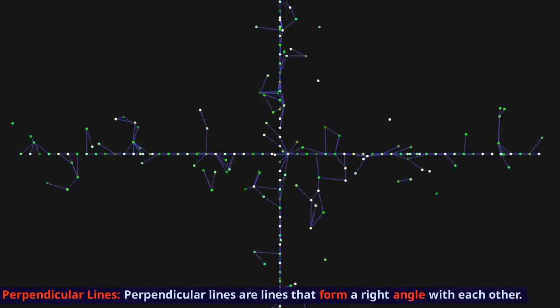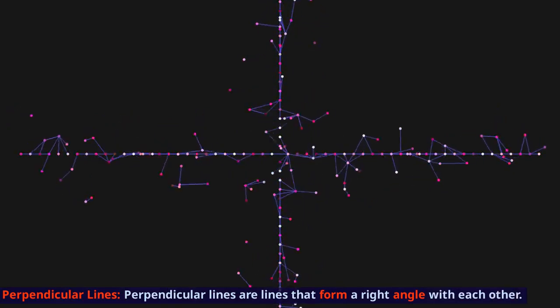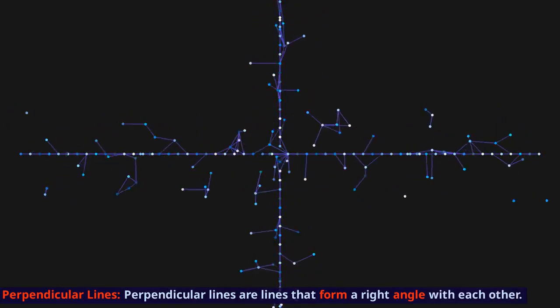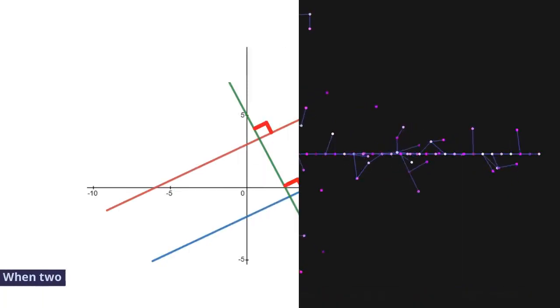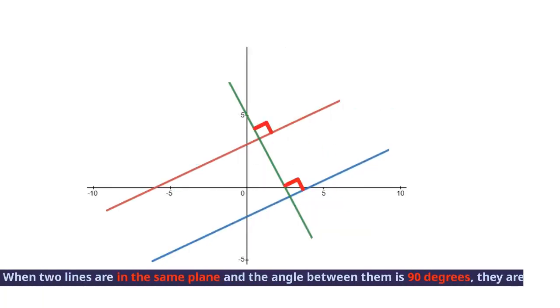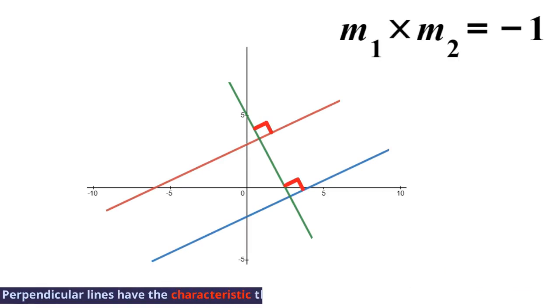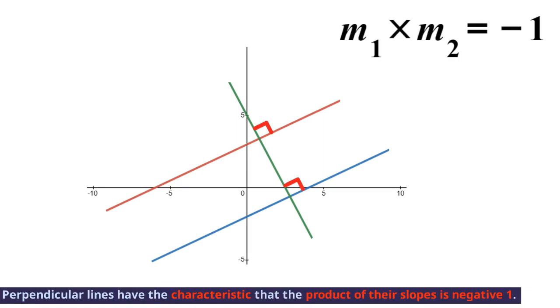Perpendicular lines. Perpendicular lines are lines that form a right angle with each other. When two lines are in the same plane and the angle between them is 90 degrees, they are called perpendicular lines. Perpendicular lines have the characteristic that the product of their slopes is -1.